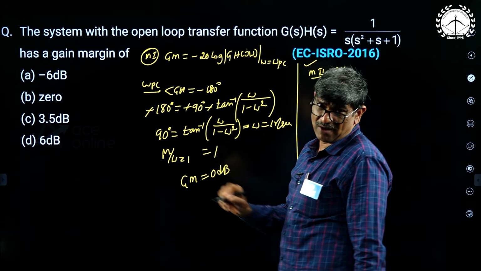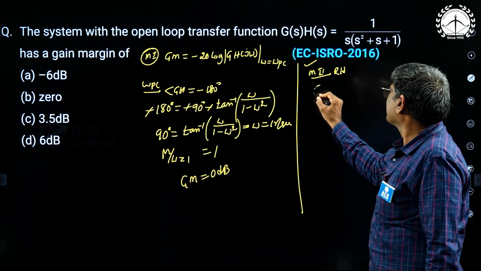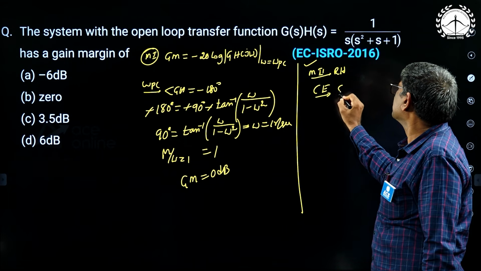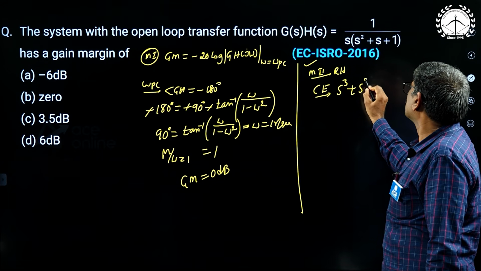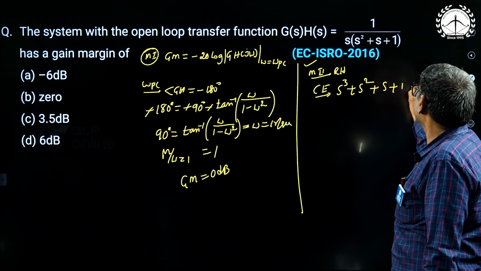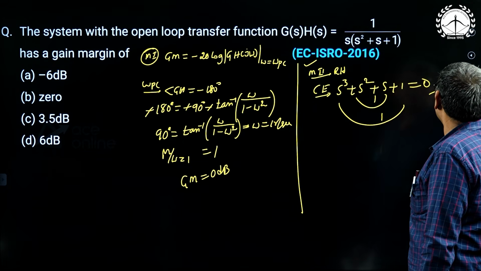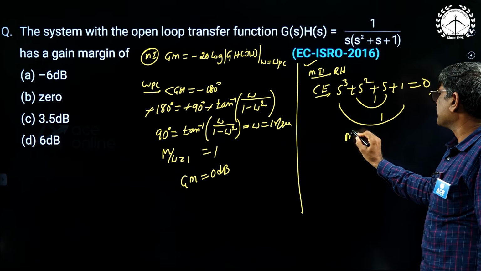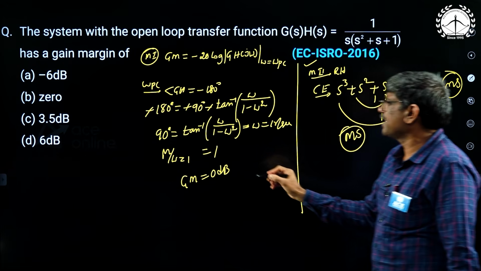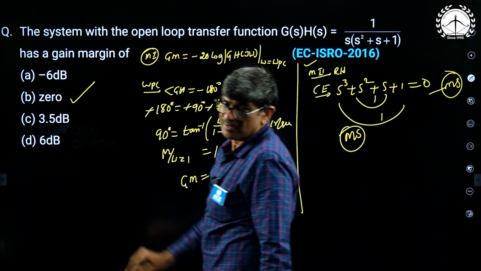But instead of solving like this, simple logic: the characteristic equation you write as S cube plus S square plus S plus 1. Internal product 1, external product 1, so marginally stable. Marginally stable means gain margin is 0 dB. Simply it is 0.